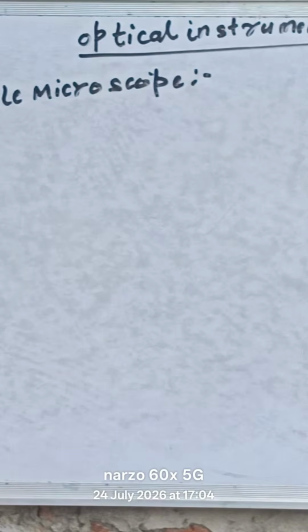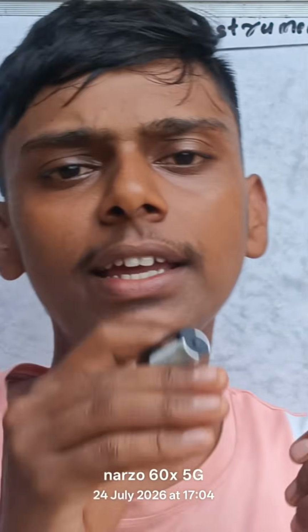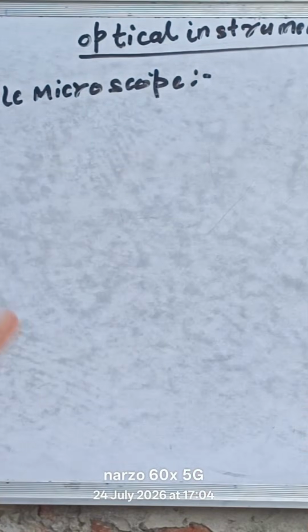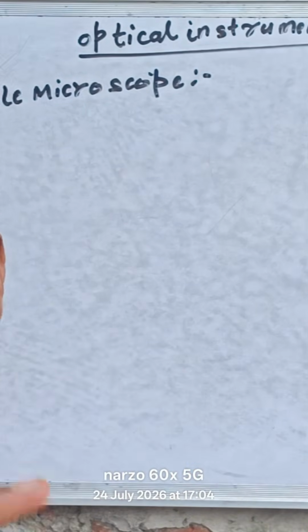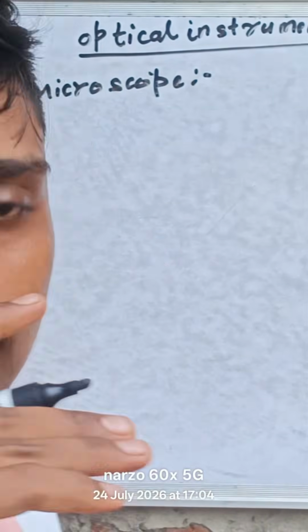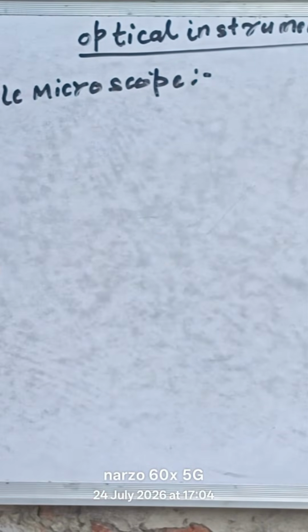Okay. In case of simple microscope, or in case of any kind of microscope, we always use a converging lens. First and foremost, we need to understand that in case of any kind of optical instrument, we always use a converging lens, that is also known as the convex lens.